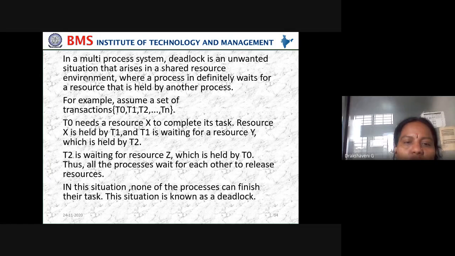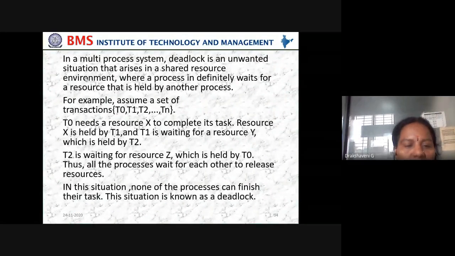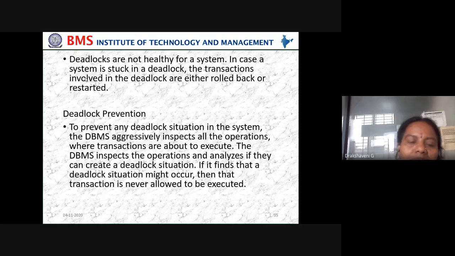For example, assume a set of transactions T0, T1, T2, up to Tn. T0 needs a resource X to complete its task. Resource X is held by T1, and T1 is waiting for resource Y, which is held by T2. T2 is waiting for resource Z, which is held by T0. Thus, all the processes wait for each other to release resources. In this situation, none of the processes can finish their task. This situation is known as a deadlock.